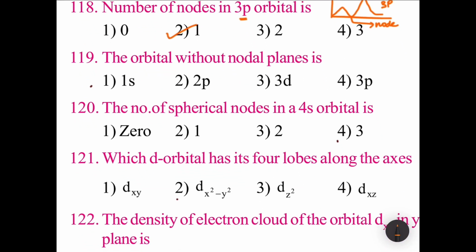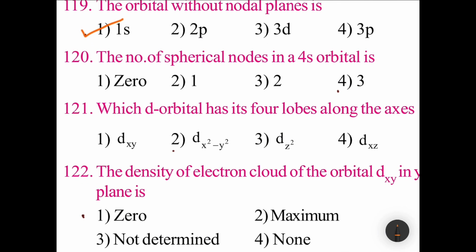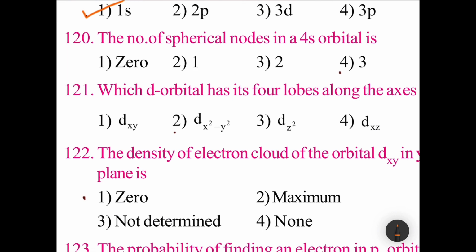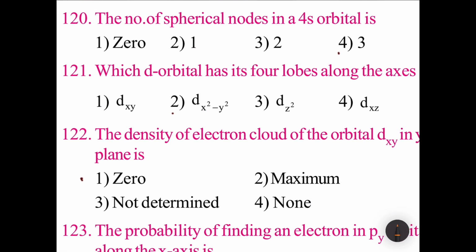And then coming to the 119th question. The orbital without nodal planes is obviously 1s orbital because it is very close to the nucleus. No space, like electron is not present. Okay, no, that is not possible for 1s orbital. It is immediately present around the nucleus.